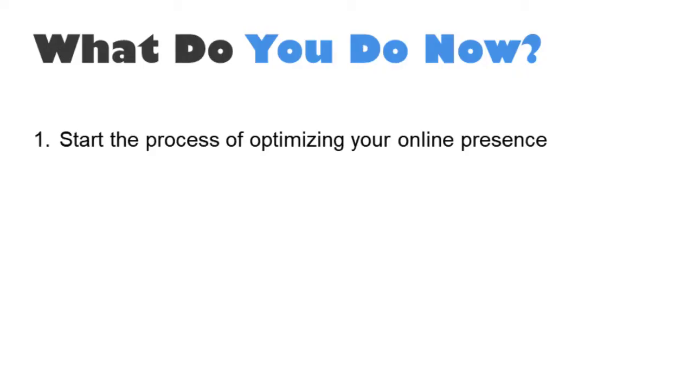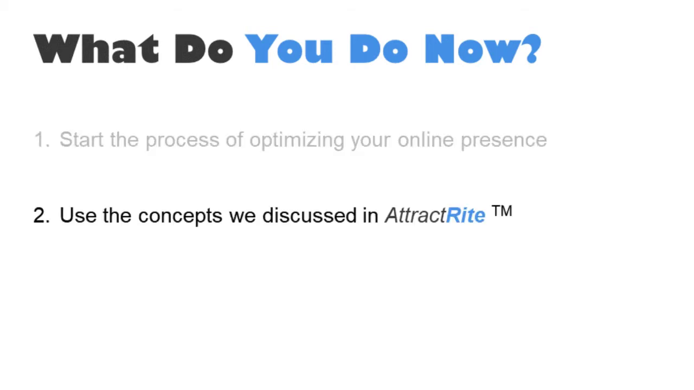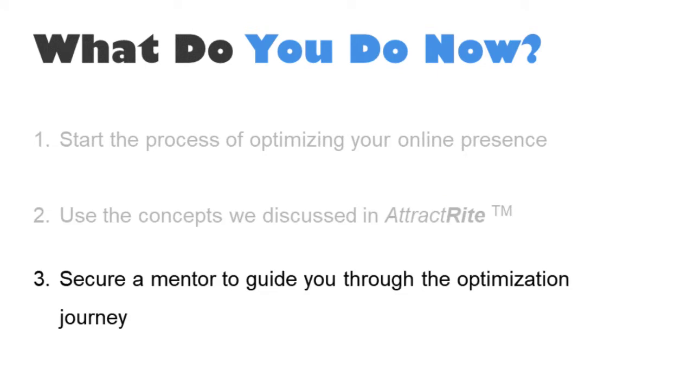So what's next for you? There are 3 things you can do right now. 1. Start the process of optimizing your online presence. 2. Use the concepts we discussed in AttractRite. 3. Secure a mentor to guide you through the optimization journey.